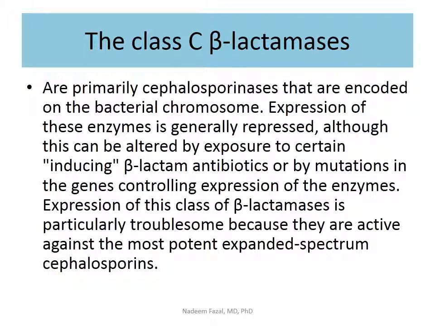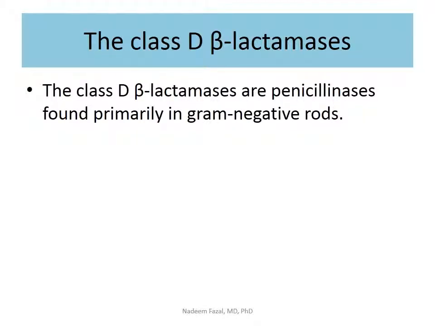Class D are basically beta-lactamases, penicillinases for gram-negative rods. So what I would do is make a little graph of class A, class B, class C, and at least the 5-6 bacteria I just mentioned. It's very easy for you to remember, but there are definitely a couple of questions on that.